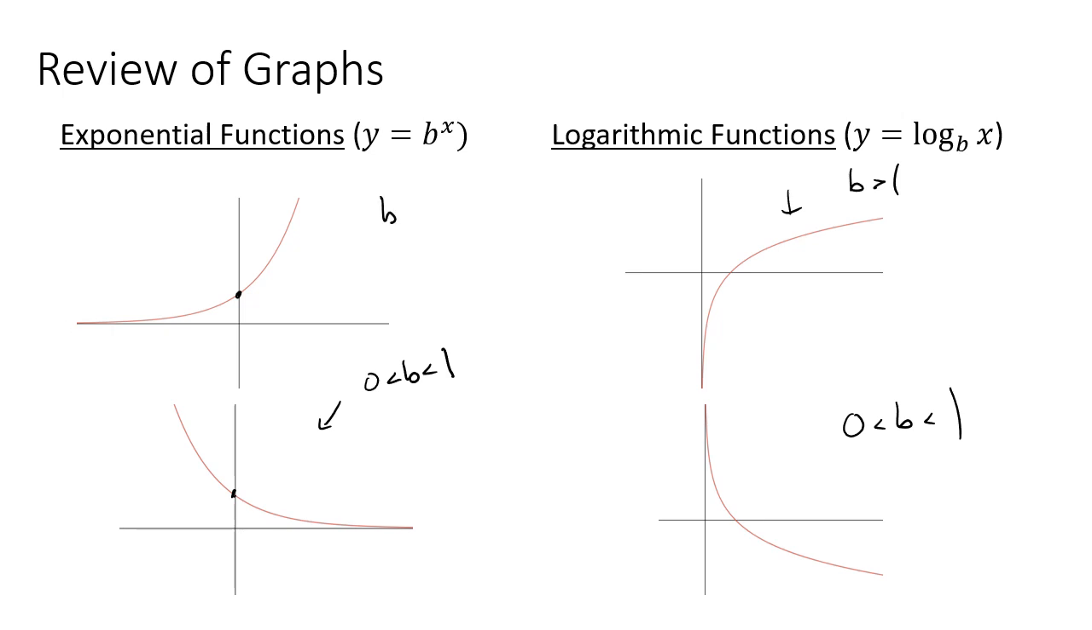Exponential growth and exponential decay are pretty much the same graph, just flipped horizontally, mirrored across the y-axis. Logarithmic growth and logarithmic decay are pretty much the same graph, but this time they are reflected vertically across the x-axis. And so again, it's pretty much just everything backwards compared to the exponential graphs.